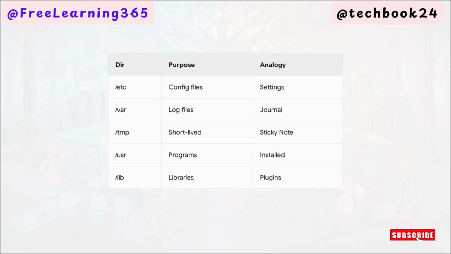And finally, /lib. This holds the shared libraries, essentially plugins and helper code, that those essential commands back in /bin borrow so they can do math, handle files, and actually run properly.